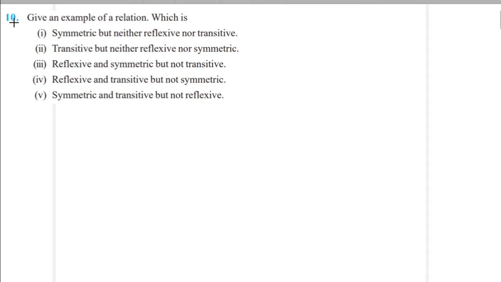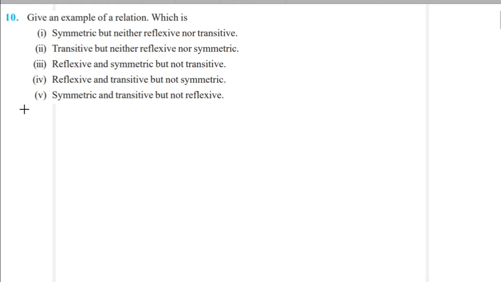This is the 10th question. Give an example of a relation which is first, symmetric but neither reflexive nor transitive. Second, transitive but neither reflexive nor symmetric. Third, reflexive and symmetric but not transitive. Fourth, reflexive and transitive but not symmetric. And fifth, symmetric and transitive but not reflexive. So for the 5 examples you can write.